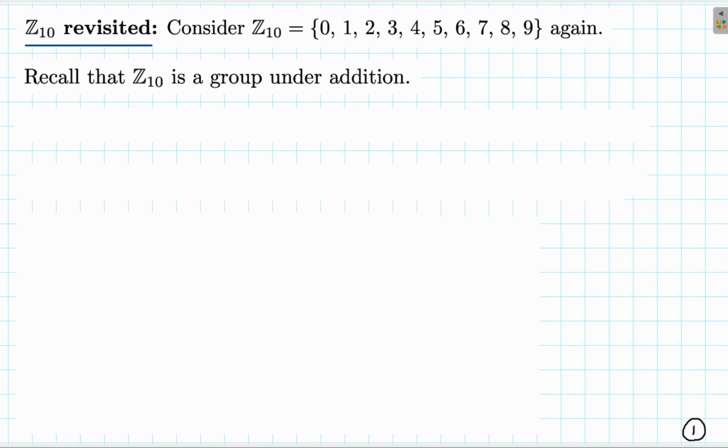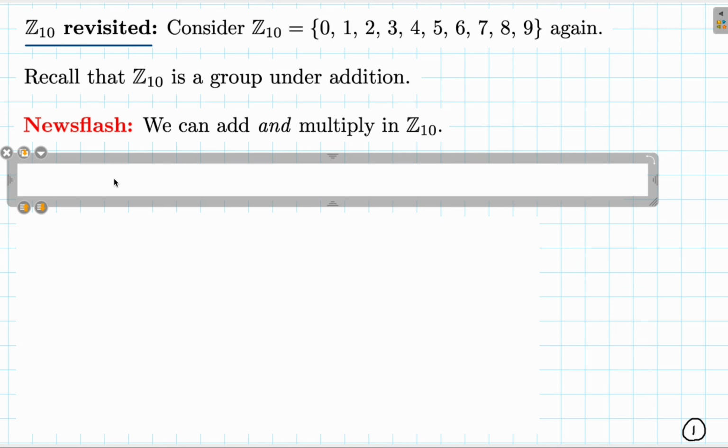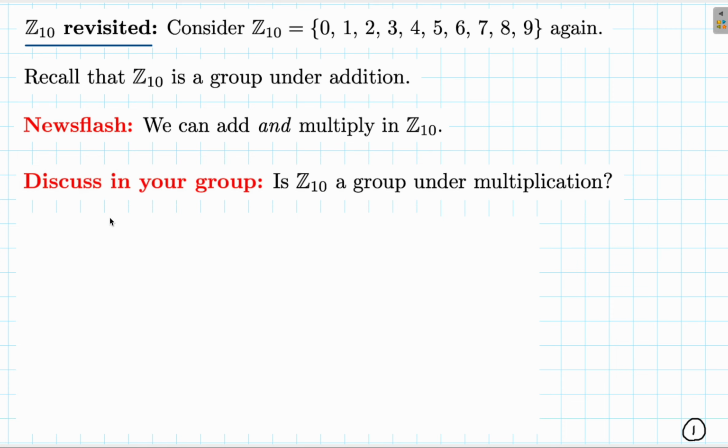We'll start with Z10, so that's the set from 0 through 9, and recall that Z10 is a group under addition. But we know that we can not only add, but also multiply in Z10, which begs the question, is Z10 a group under multiplication? So if you could pause the video for a moment, see if you can answer that question.